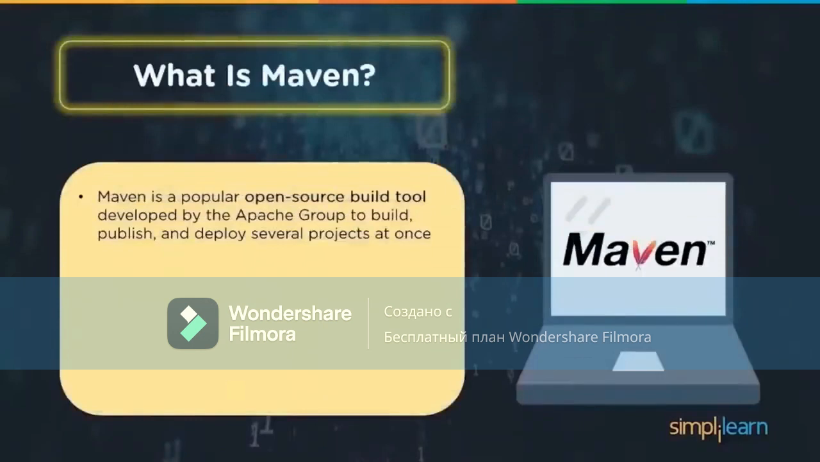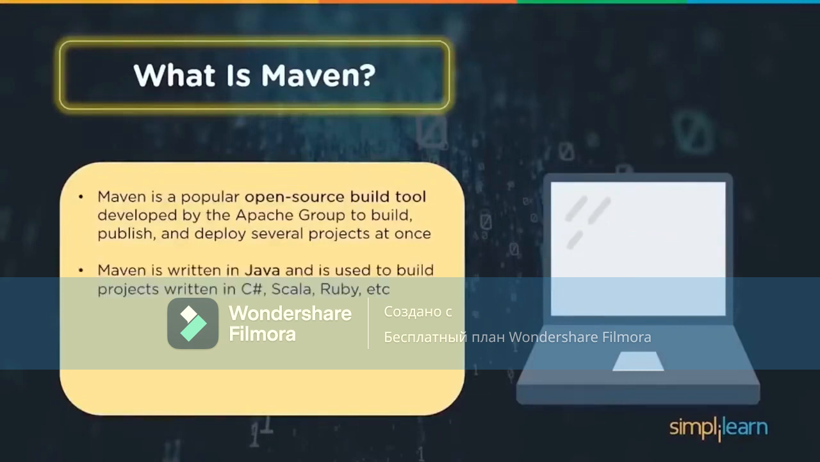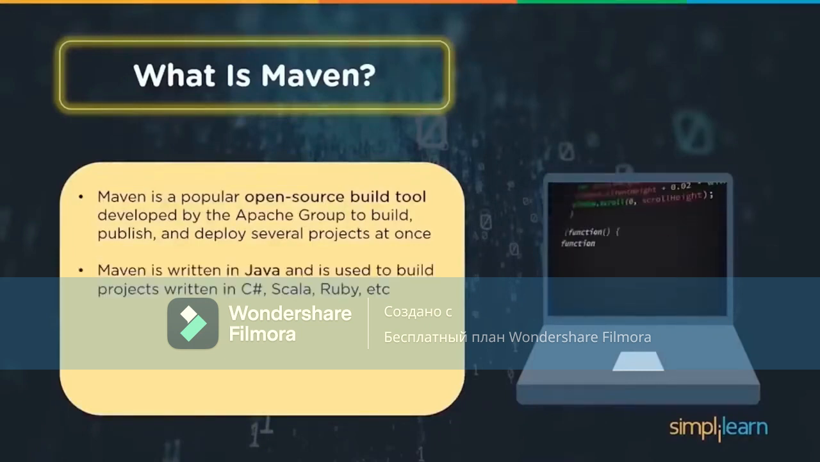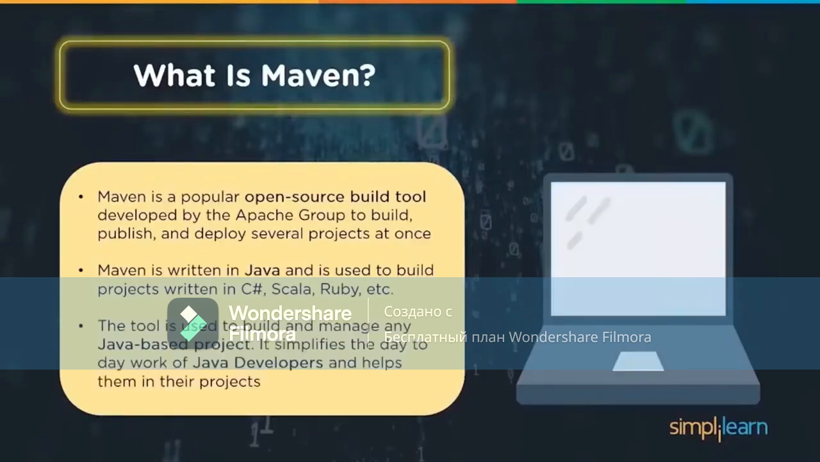So Maven is a popular open source build tool developed by the Apache group, and the primary purpose of this tool is to build, publish and deploy several projects at once. Maven is written in Java, and it can be used to build projects written in C#, Scala, Ruby, etc. So apart from Java, these are the different programming languages or tools supported by Maven for performing the build activity.